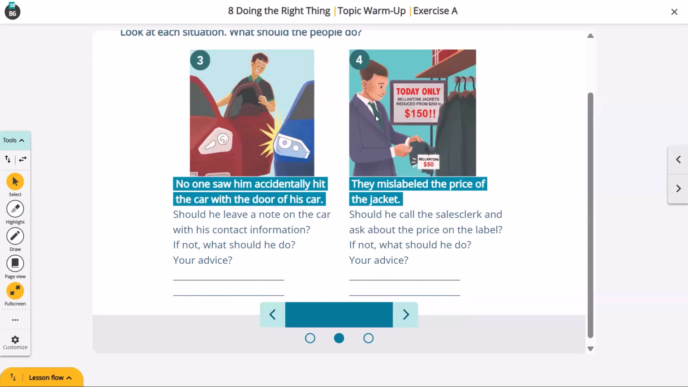Nobody? Marcela, please tell me. I think that he should leave a note with his contact information, but he also can wait a little for the other car owner and pay for the repair, maybe, of the damage. Exactly. Thank you so much, Marcela.